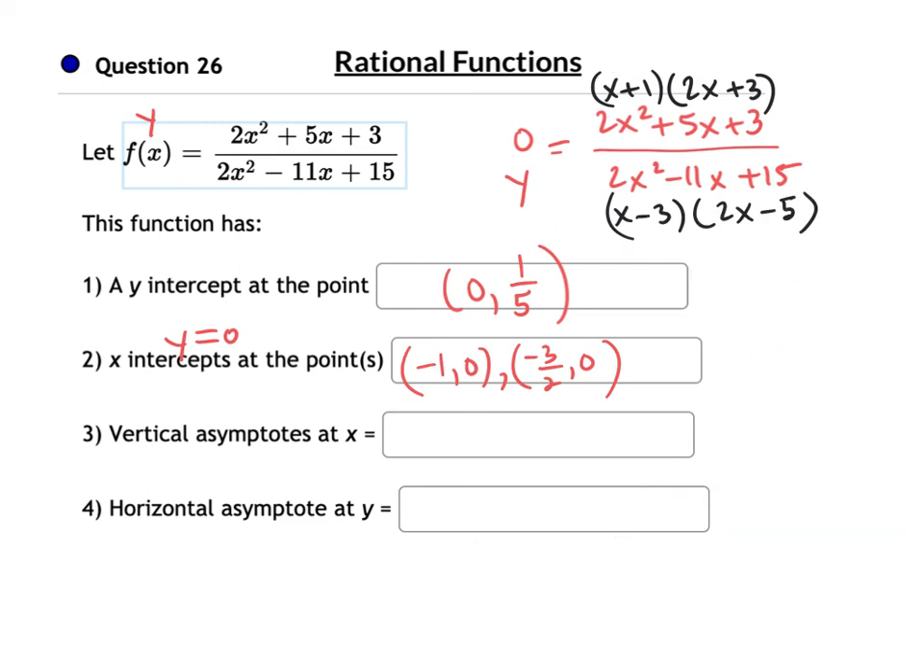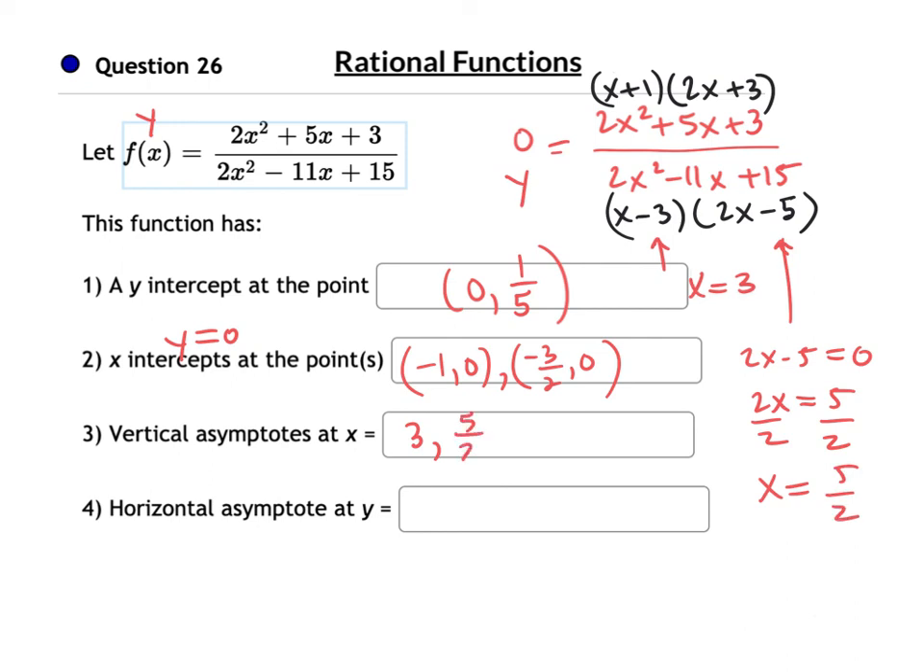The vertical asymptotes come from the denominator. We see that x can't be 3. We get an asymptote at x equals 3. X equals 3. Put a comma. There's going to be one more right here. This can't be 0 either. 2x minus 5 can't be 0. Let's find out what value makes that 0. Add 5, 2x equals 5, divide by 2. X cannot be 5 halves. So x equals 5 halves, or 2.5, would be the other asymptote.